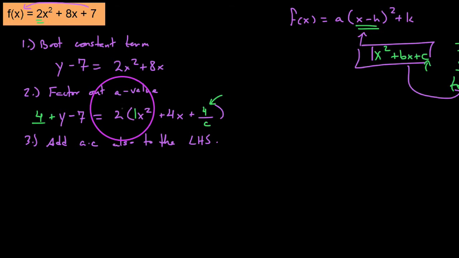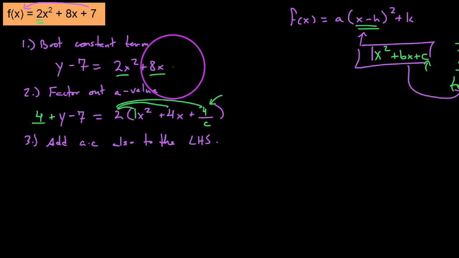And they're like, yes. I say, well, what if we redistribute this 2? Technically, we'd get our 2x squared back, and we'd get our 8x back, but what would you also get here? You would get 8. So we've technically added 8 to the right side, so I'll suggest this. Where you put this plus 4 on the left, I'm going to say you add a times that c value there to the left side also. So we have to add 8 to both sides.